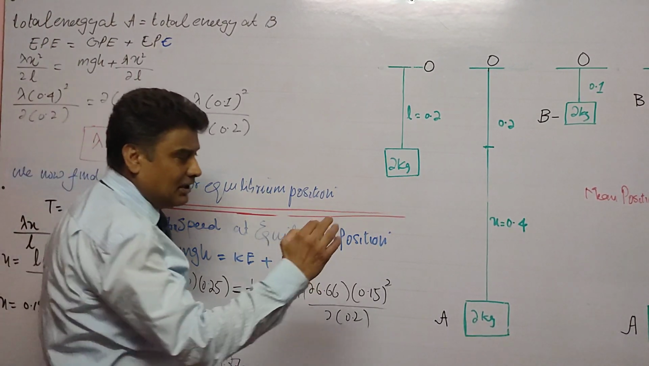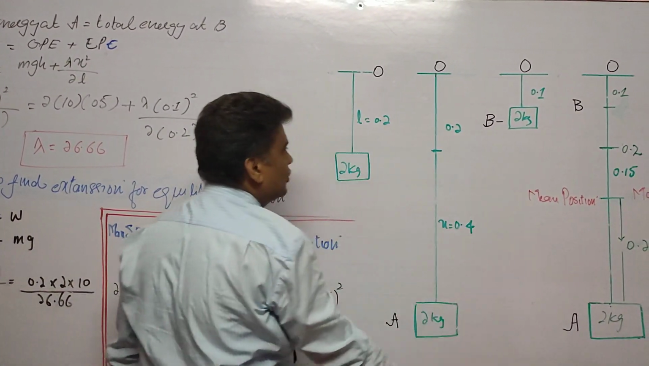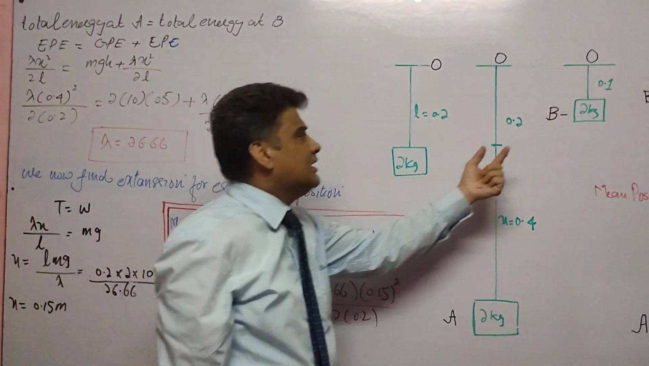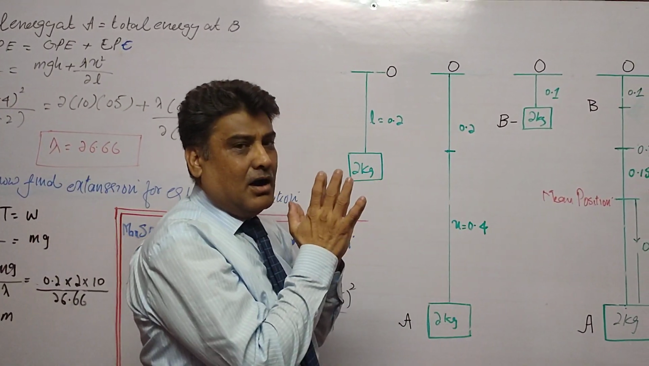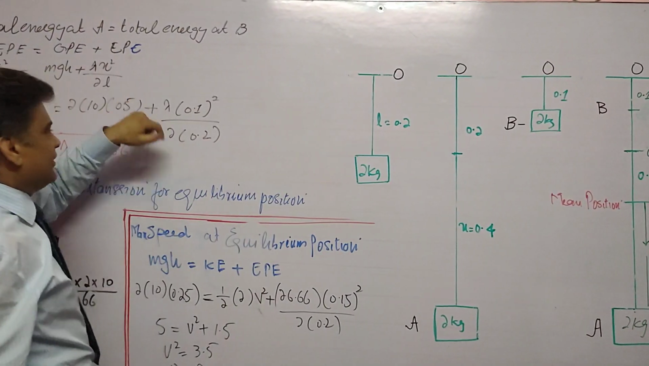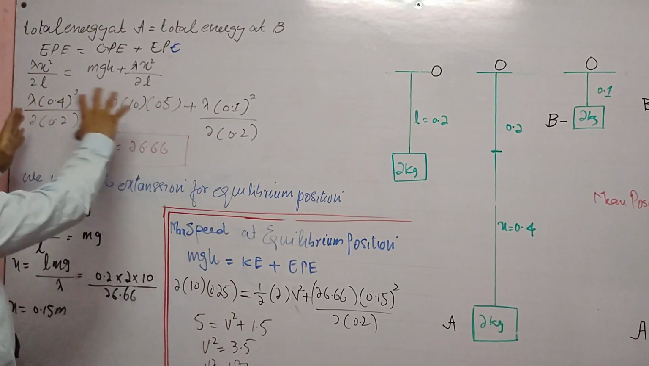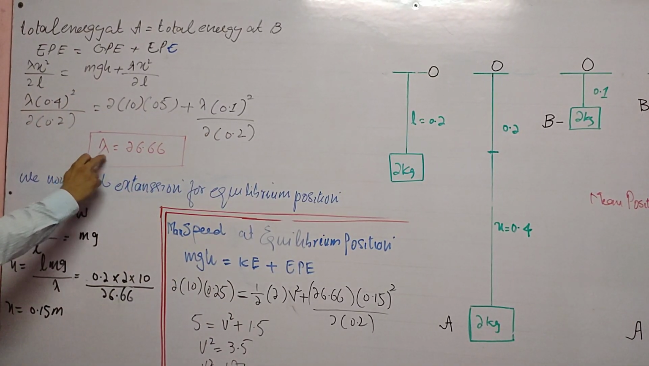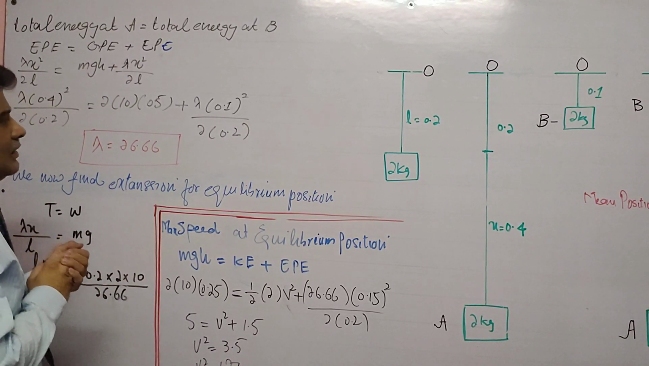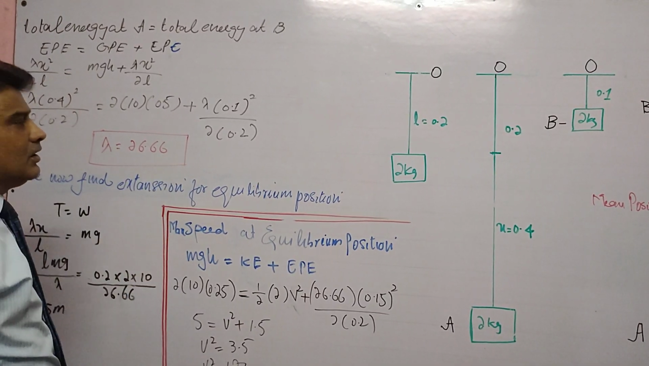The value of h when the particle moves from A to B, the total distance, h will be 0.5. So plus elastic potential energy at point B, compression or extension in string 0.1. So elastic potential energy will be equal to lambda times 0.1 whole squared, multiplied by 0.2. From here we will calculate the value of lambda, which is 26.66.